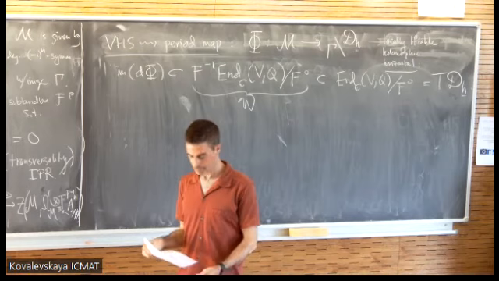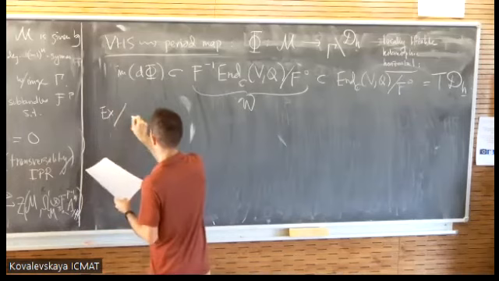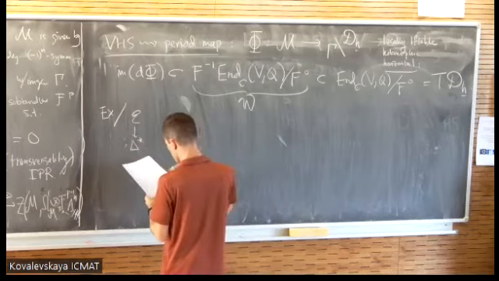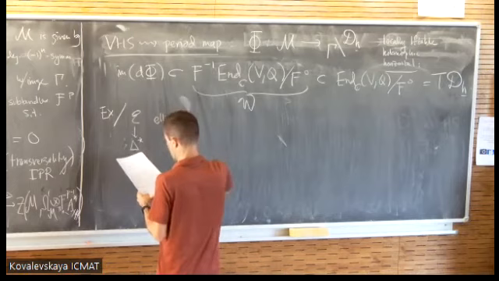So let me give an example now. Just a family of elliptic curves degenerating over a punctured disk. This is sort of the crucial example for these talks. One crucial example.